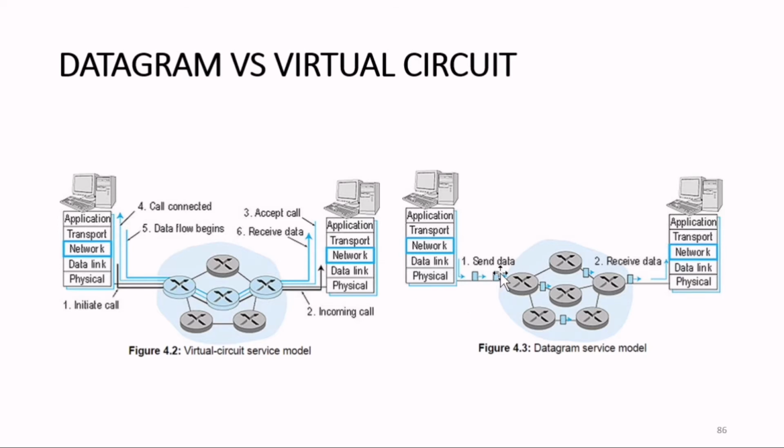So the sent data will flow in any direction. We will not have a one-way connection. It might go to this router or this router, so it depends on the algorithm. And the received data will not be synchronized or in sequence, so this needs to be rearranged. The data needs to be arranged in the transport layer.